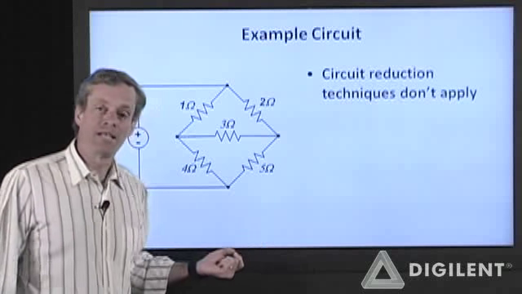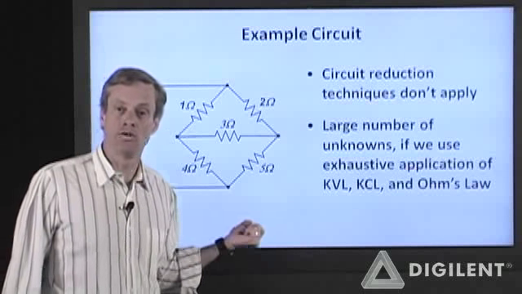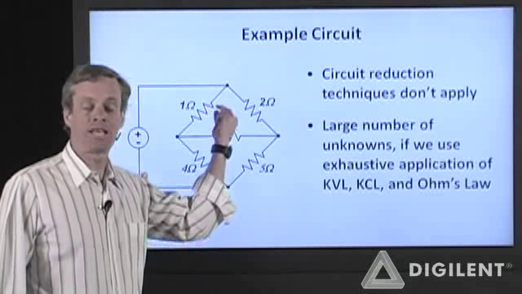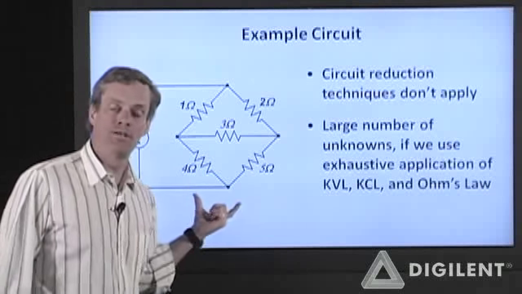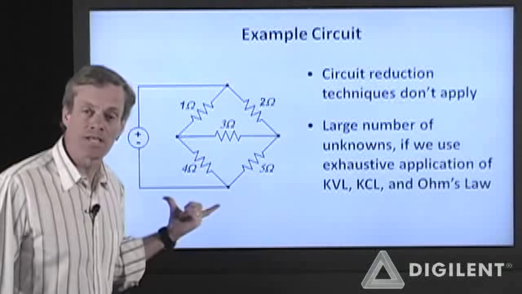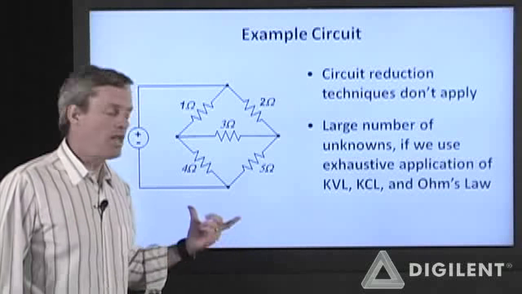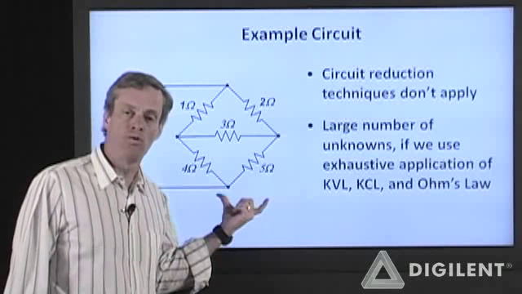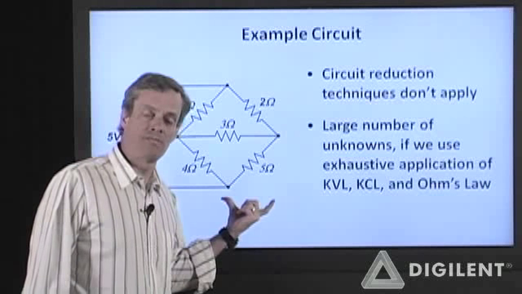So based on our previous analysis techniques, I have to go back to applying KVL, KCL, and Ohm's law. To do the exhaustive approach, I would have to define a voltage difference and a current through each one of these resistors. That would give me 5 unknown voltages and 5 unknown currents. I would have a system of 10 equations and 10 unknowns, which is actually fairly painful to deal with here. We would like to take a look at some more general techniques to reduce the number of unknowns and the number of equations we have to write and solve to solve systems like this.